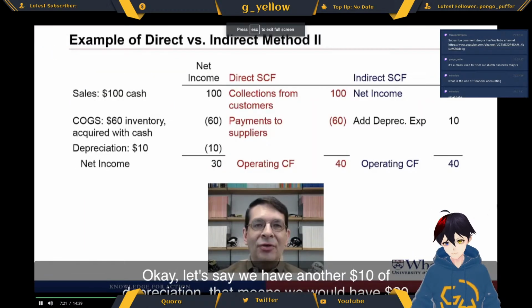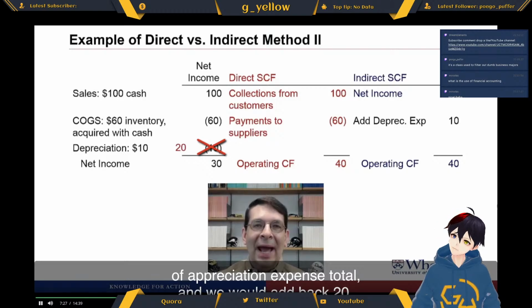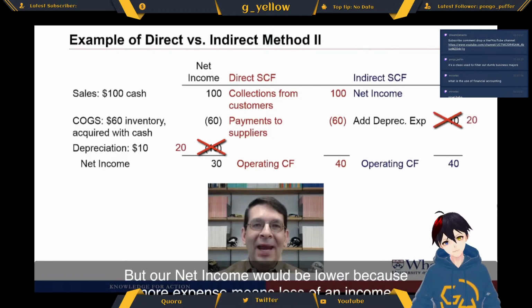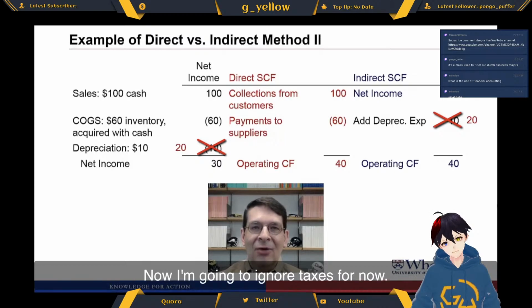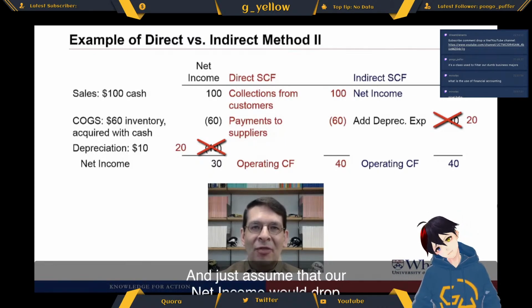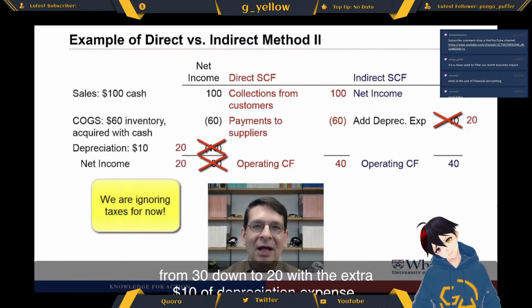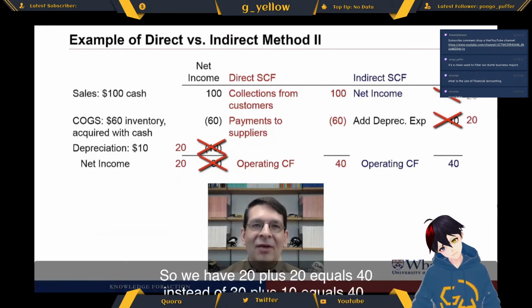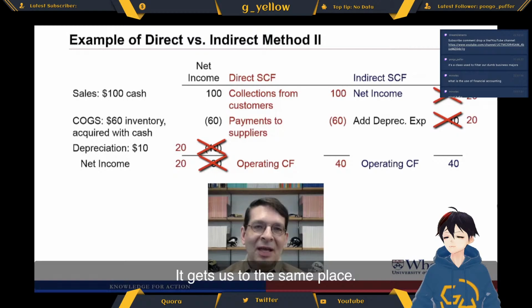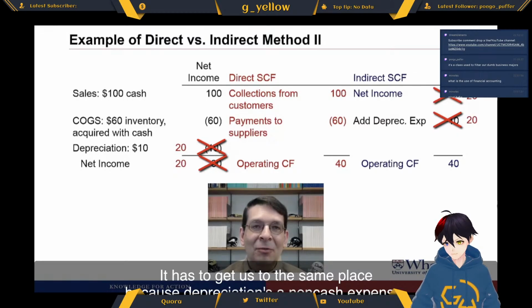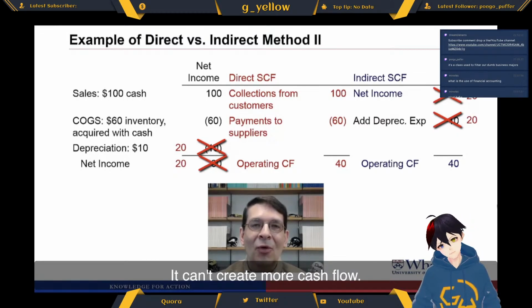Okay, let's say we have another $10 of depreciation. That means we would have $20 depreciation expense total, and we would add back 20. But our net income would be lower because more expense means less net income. Now I'm going to ignore taxes for now and just assume that our net income would drop from 30 down to 20 with the extra $10 of depreciation expense. So we have 20 plus 20 equals 40 instead of 30 plus 10 equals 40. It gets us to the same place. It has to get us to the same place because depreciation is a non-cash expense. It can't create more cash flow.